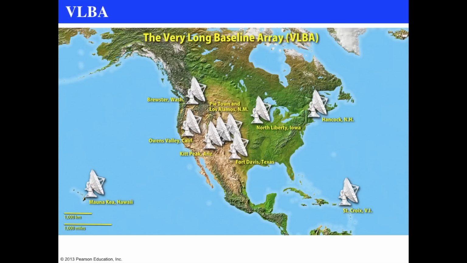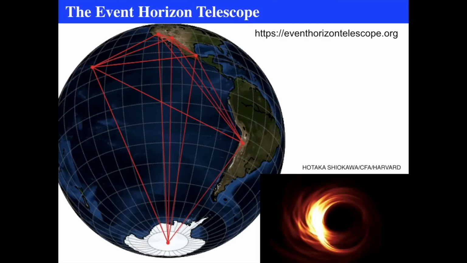And so the VLBA allows you to have a much larger baseline of over about 5,000 miles at the best. Now, the Event Horizon Telescope goes a step further, trying to coordinate radio telescopes all across the globe. The goal is to be able to see the event horizon, or see the shadow of the event horizon around the black hole at the center of the Milky Way.